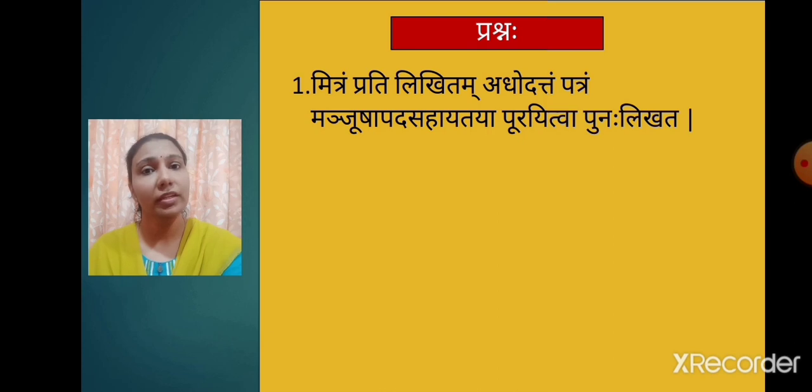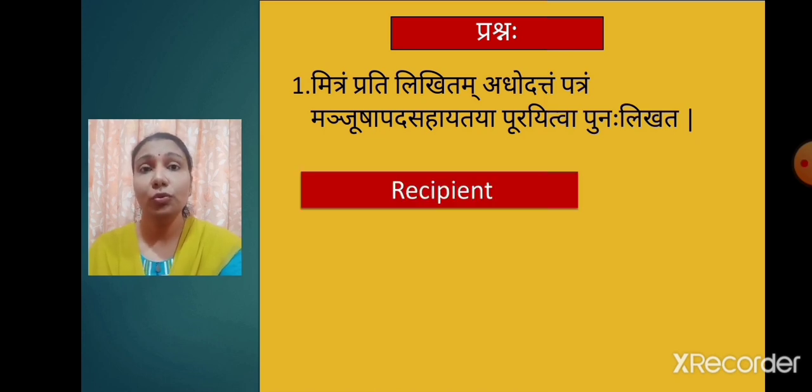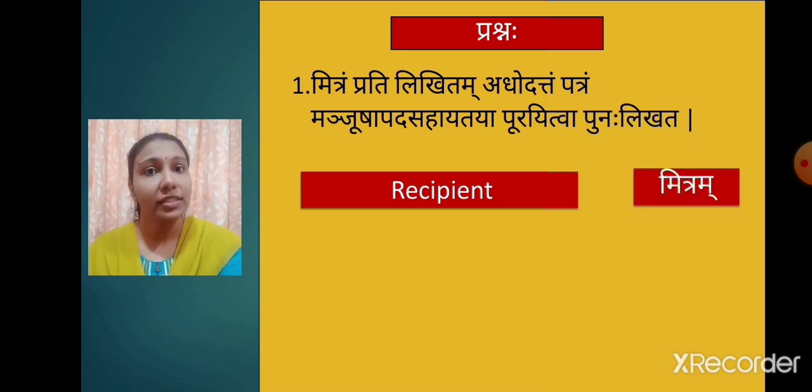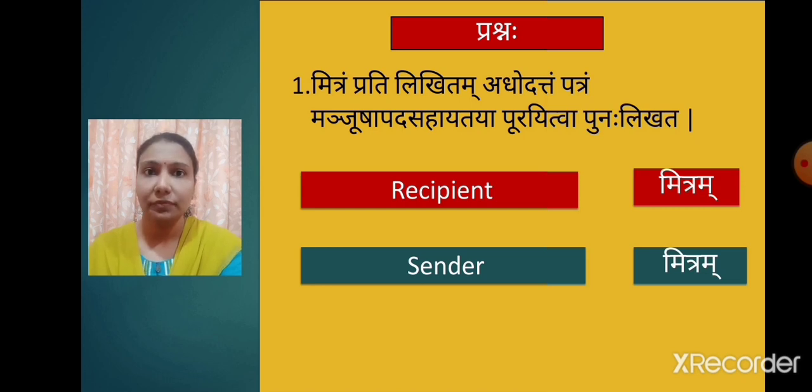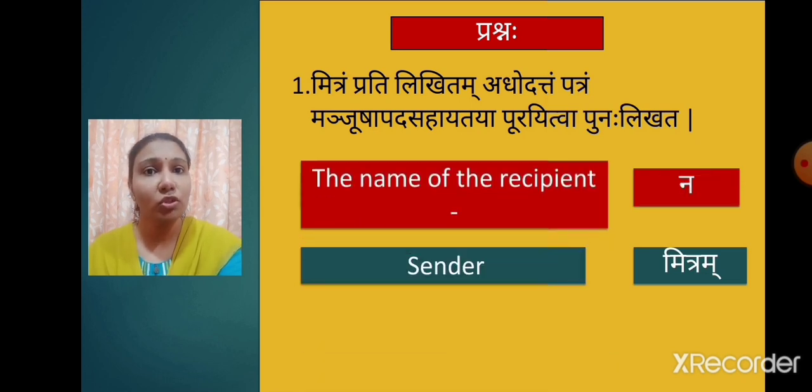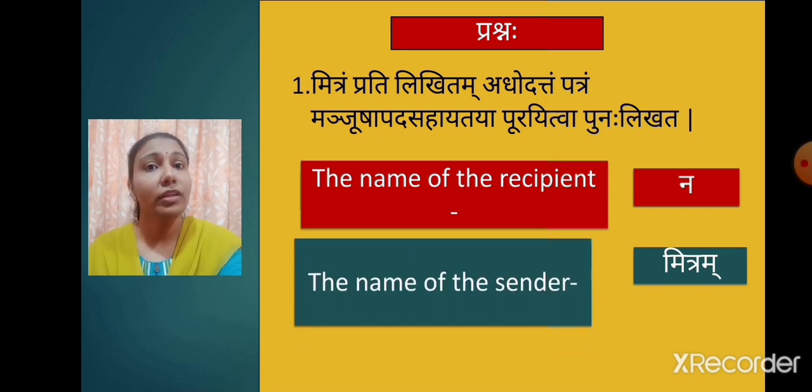For instance, here is the question. Mitram prati likhitam adhodattam patram manjushapada sahayataya purayitva punah likhata. Complete the letter which is written to a friend with the help of the words given in Manjusha and rewrite the same. When we read the question, we come to know that the recipient of the letter is a friend and this letter is written by a friend. But in this question, the name of the recipient or the name of the sender are not mentioned.